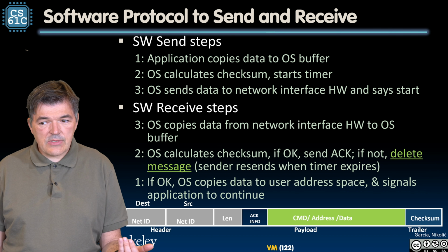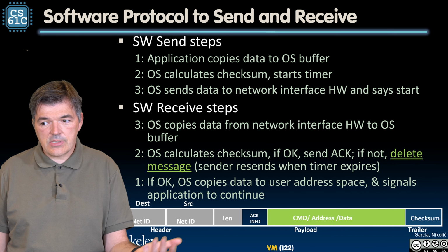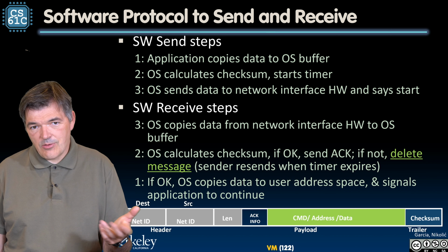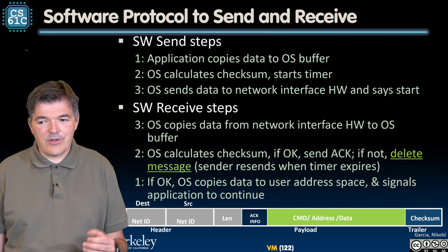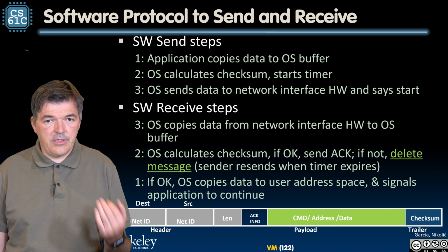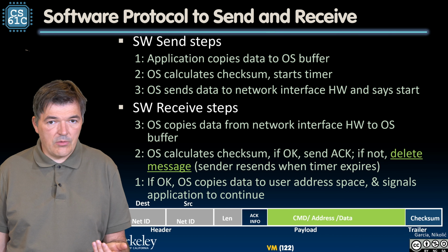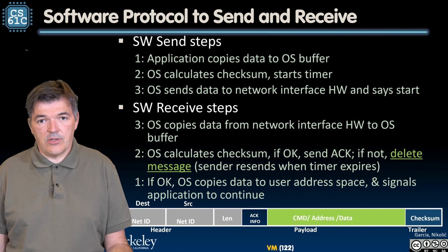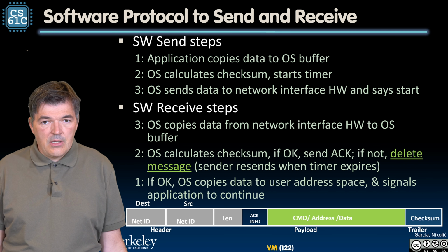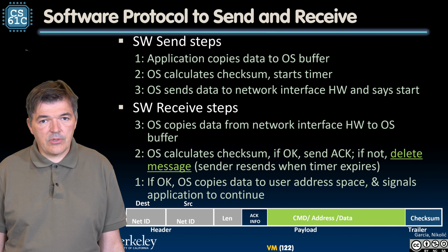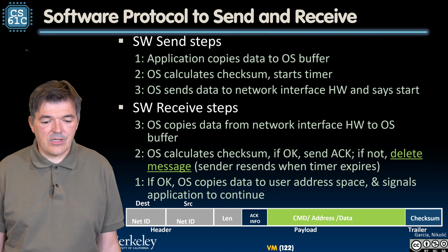Now, on the receive side, the data will show up in another network interface. That's a special card, and it will be transferred to the operating system buffer. I think you're guessing how it would end up being transferred to the OS buffer. The OS will check if the checksum is correct. If it matches, if it is okay, it will send the acknowledgement back to the sender. If it is not okay, then it will delete the message, and the sender is going to send it again. The sender is also going to send it again if it does not receive an acknowledgement after the timer expires. If everything is okay, the message has been received, and the OS will copy it to the user space and signal the application to continue. And I think we all know the mechanisms for how to do that.